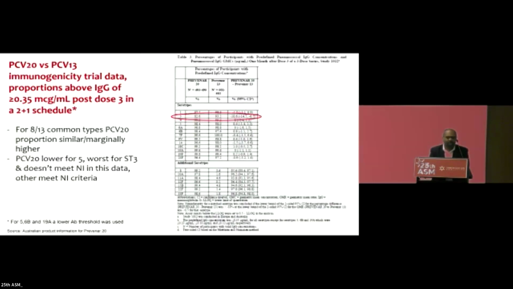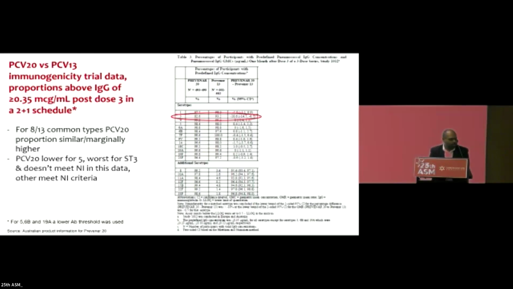So similar data for PCV20 compared to PCV13. Proportions above 0.35. So again, I need to note here that for a few of the serotypes in this trial, they used a cutoff slightly lower than 0.35. So for 8 of the 13 common serotypes, the PCV20 proportion was similar or marginally higher.